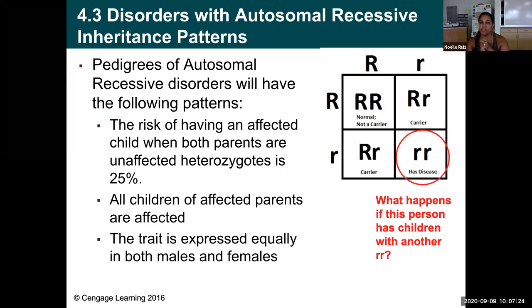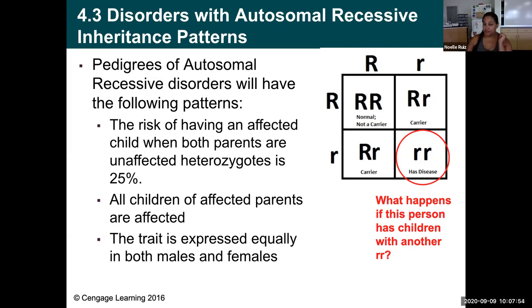Pedigrees of autosomal recessive disorders will have the following patterns. Here's some more indications. The risk of having an affected child when both parents are unaffected heterozygotes is 25%. That you can see in the Punnett square. You can see parent 1 is heterozygous, parent 2 is heterozygous. There's the Punnett square between them. You have a 25% chance that their child has the disease.